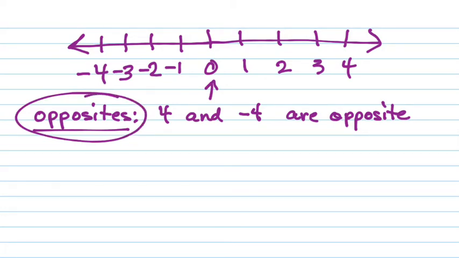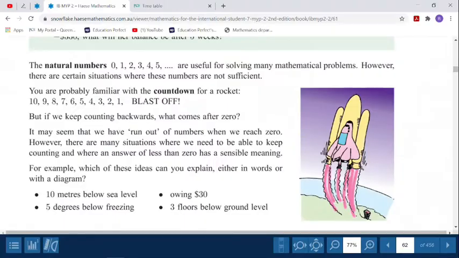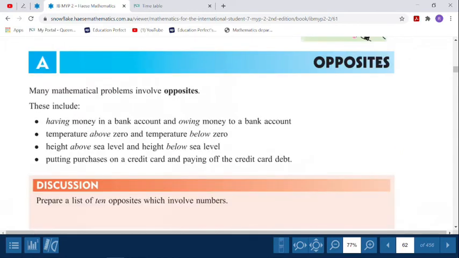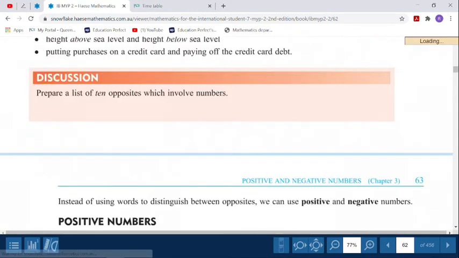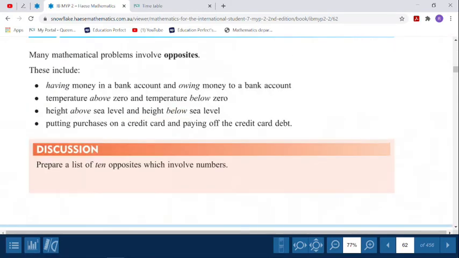Okay? So we're going to look in our books at a few examples of these. So 1, 2, 3, 4, starting with 0, those are actually called the whole numbers, not the natural numbers. That's a little bit of an error. But anyway, let's look at some scenarios. You can have money in your bank account, or you can owe the bank money. Having money is a positive number. Owing money is a negative number.